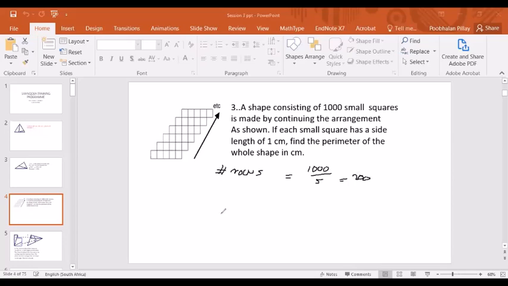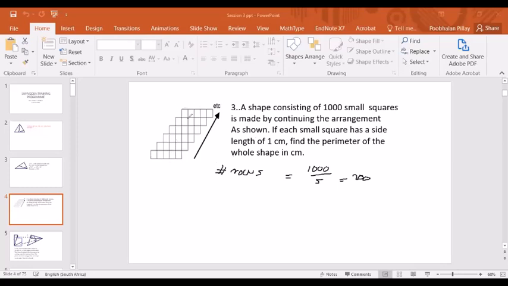Because each row has got 5, and there are 1,000 altogether, so there are now 200 rows here altogether. Okay, so that's a starting point. Now, if each small square has a side of length 1 centimeter, all these side squares have got 1. So these are all 1s here. Find the perimeter of the whole shape in centimeters.